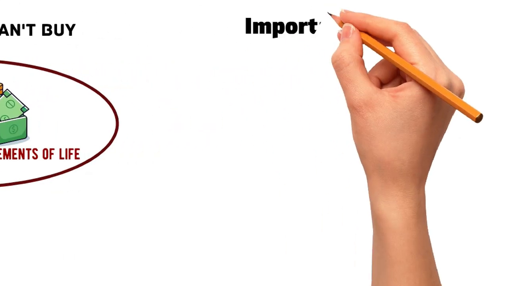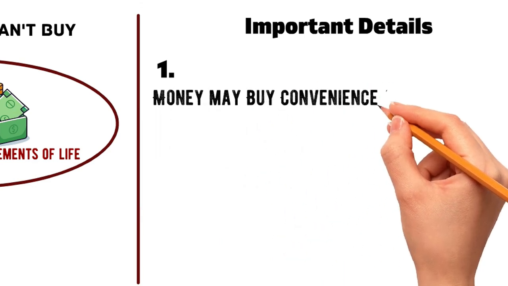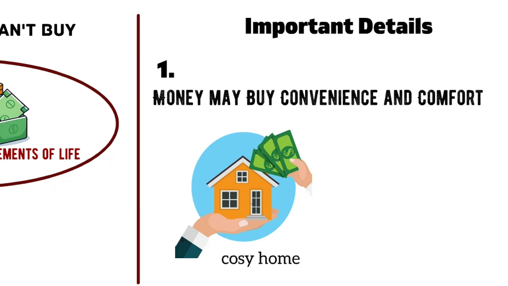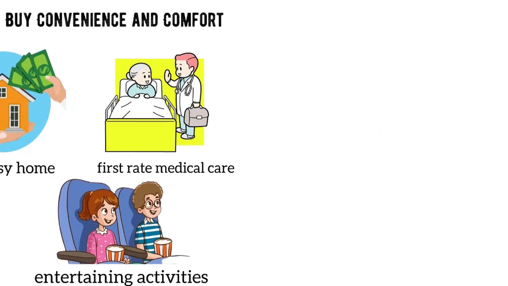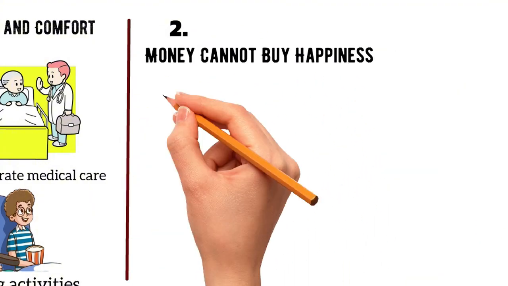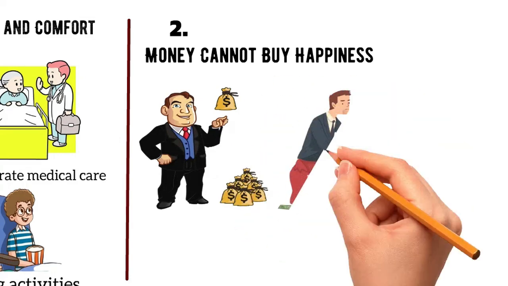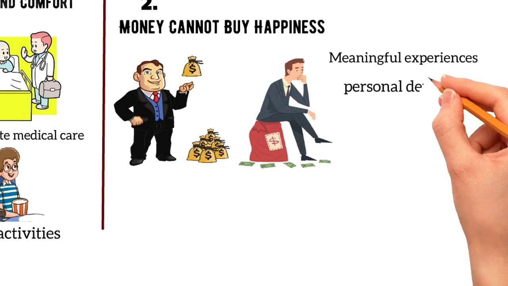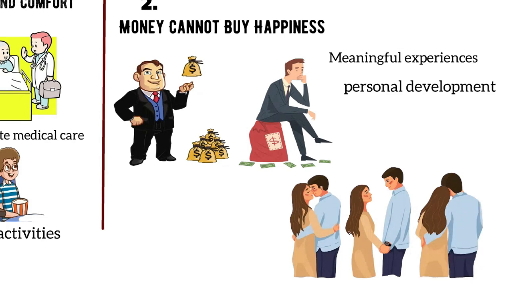What knowledge does this chapter impart? First, money may buy convenience and comfort. You may buy products and services that make life easier, like a cozy home, first-rate medical care, and entertaining activities. Number 2, money cannot buy happiness. Although money might ease stress and offer stability, it cannot ensure contentment or happiness over the long term. Meaningful experiences, personal development, and relationships are typically the sources of true happiness.